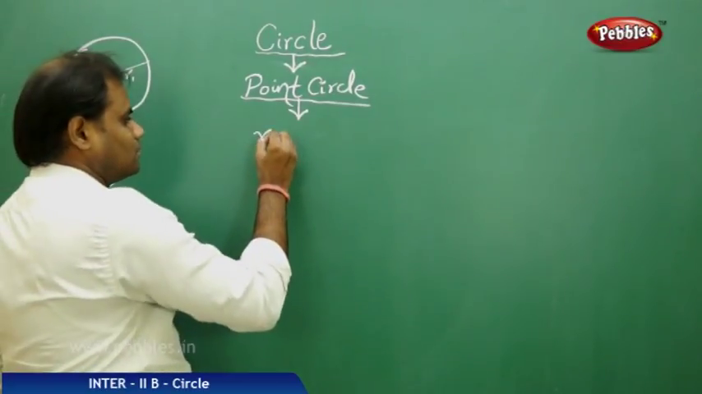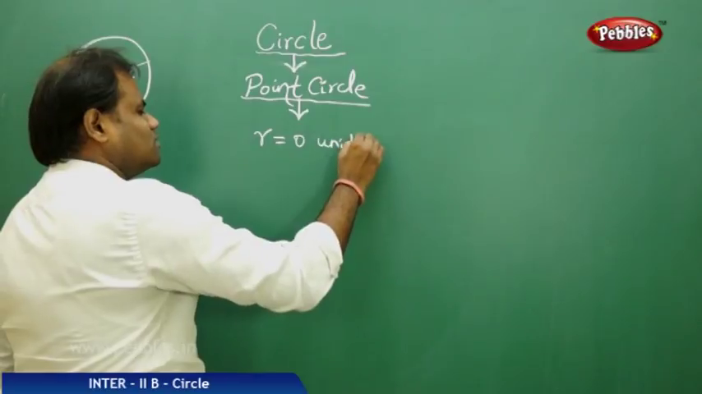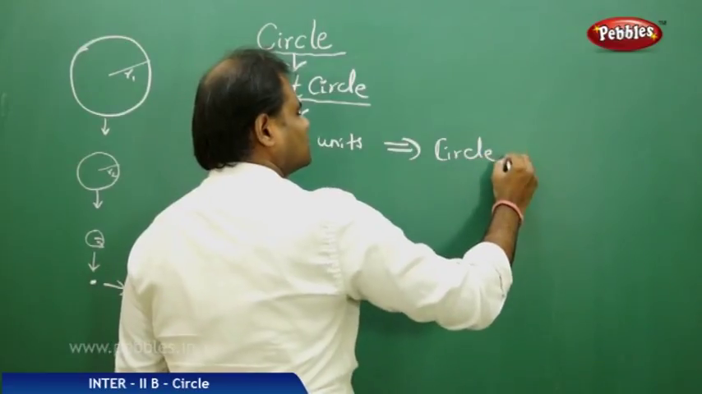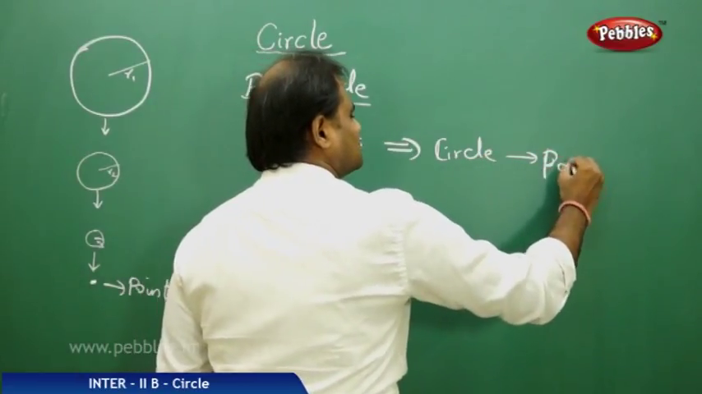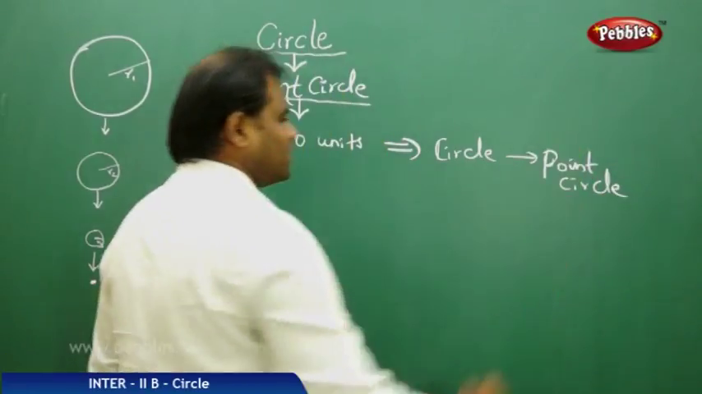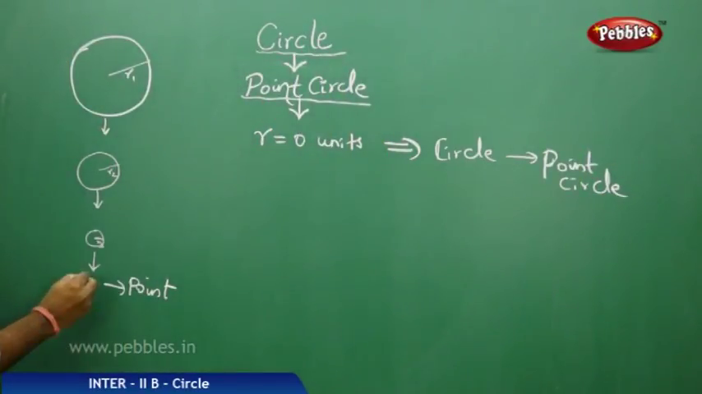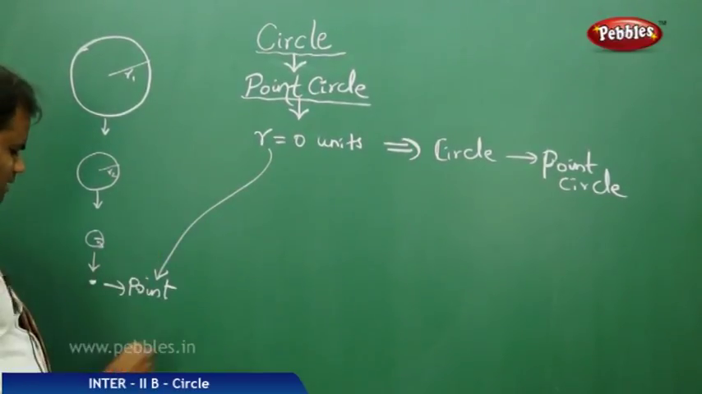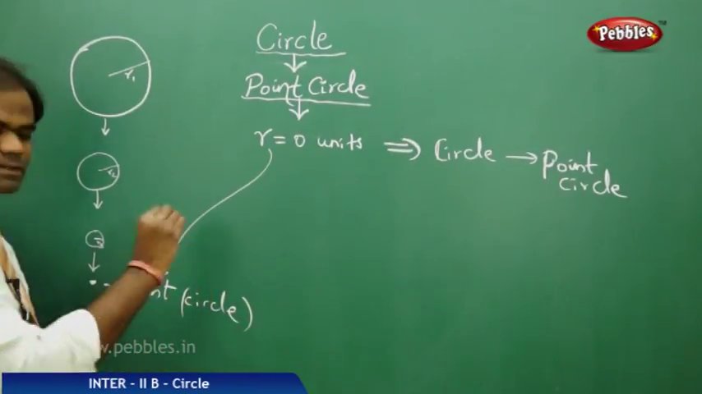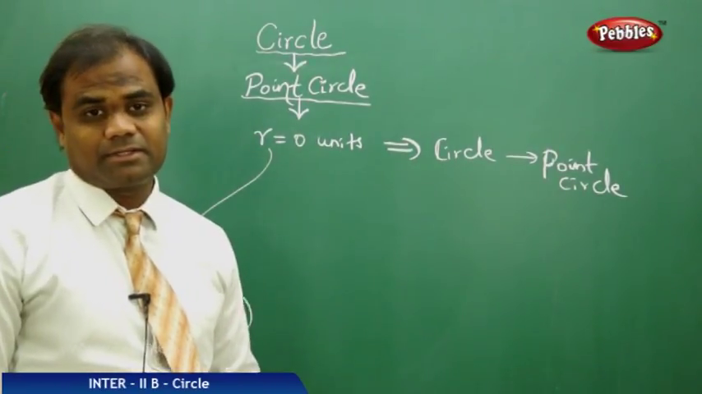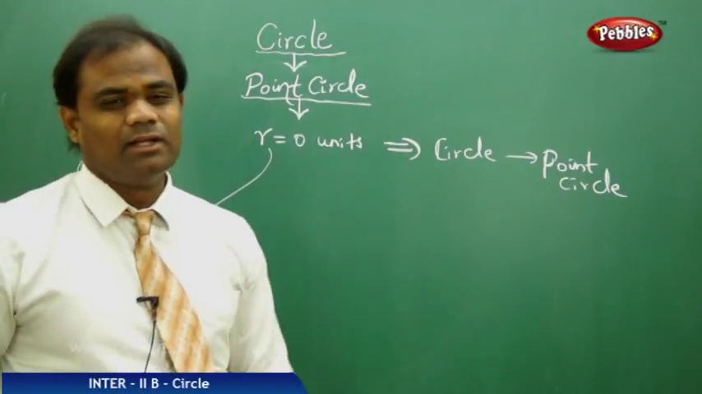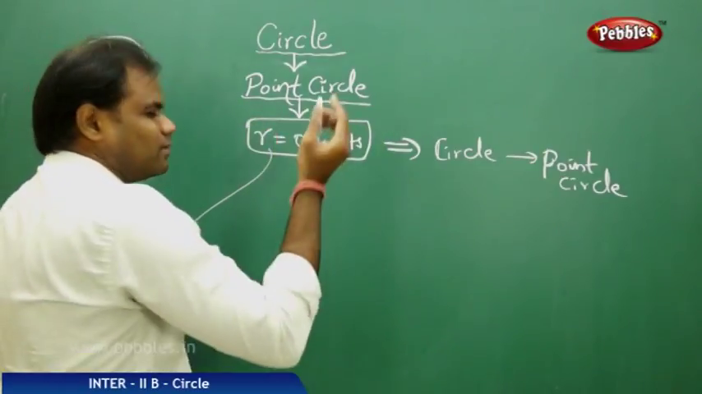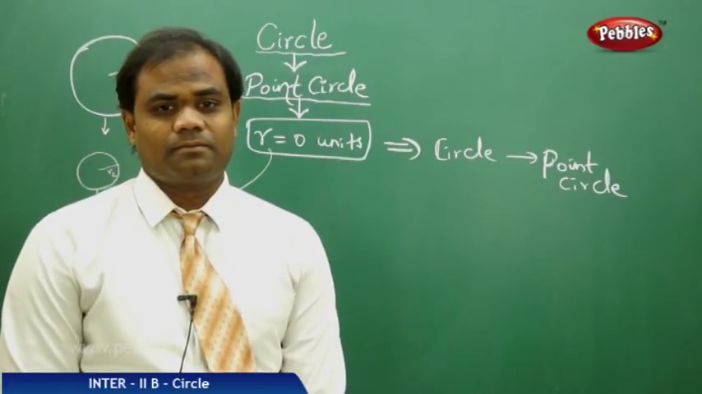Therefore, radius equal to 0 units implies the circle is called a point circle, because when the radius is 0, the circle diminishes to a point. Therefore, for this radius equal to 0, we call this a point circle, is how we understand in mathematics. Therefore, a point circle is a circle with radius equal to 0 units.